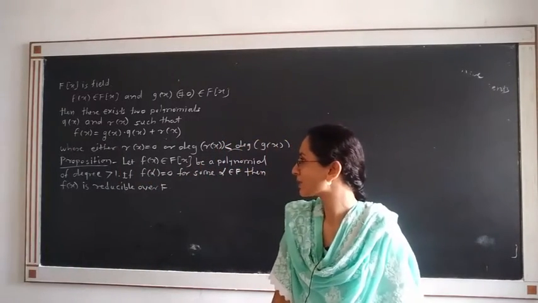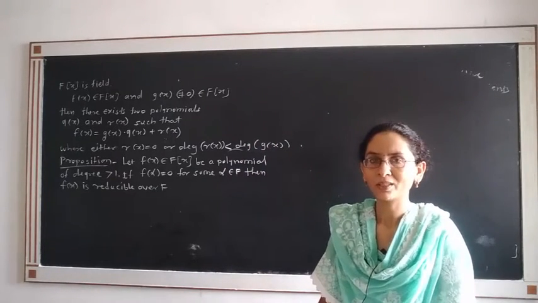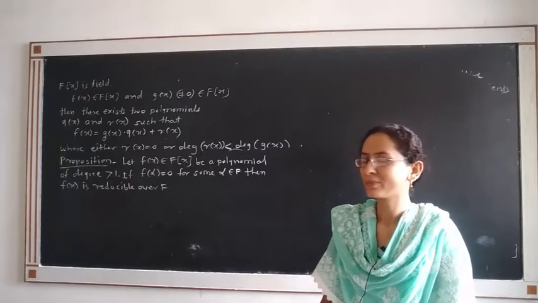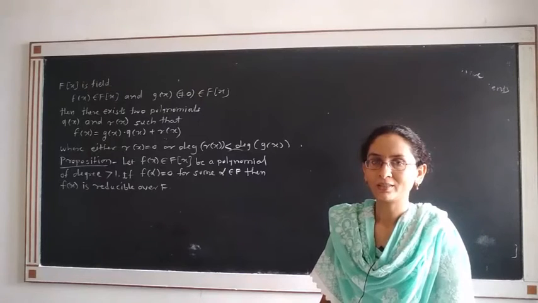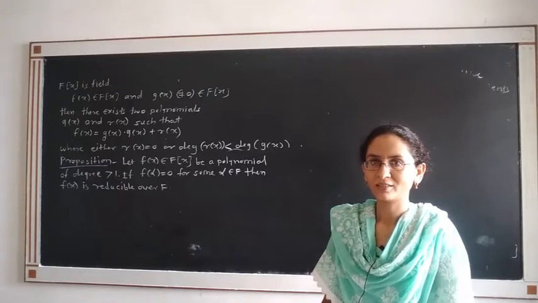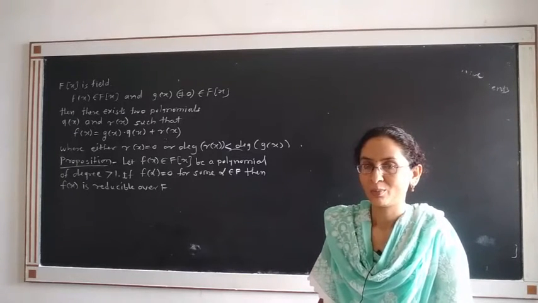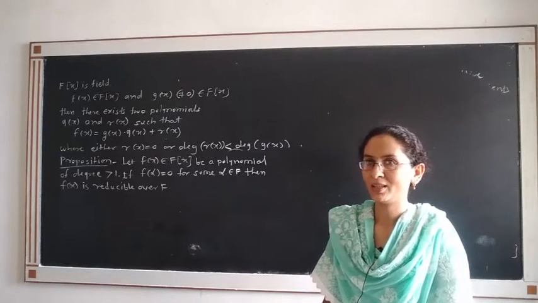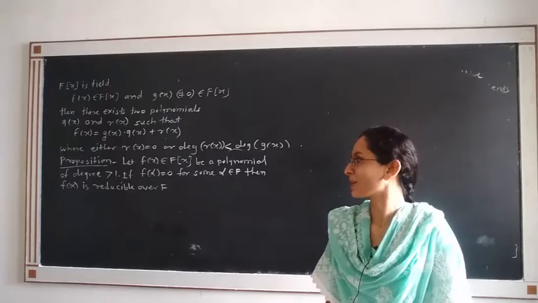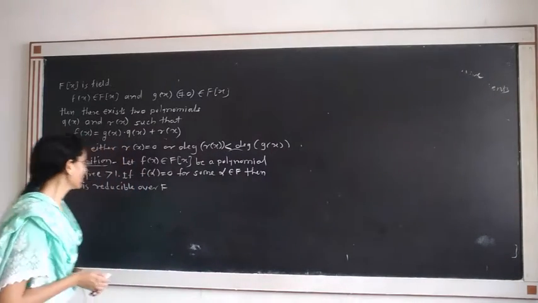Now we try to prove this proposition. You know the definition of a reducible polynomial. What is the definition of a reducible polynomial? If you factor that polynomial into two factors, suppose h(x) and g(x), and both the factors are from the same field and they are non-constant polynomials, then we say that f(x) is reducible. Now what is the given thing? f(alpha) equal to 0.